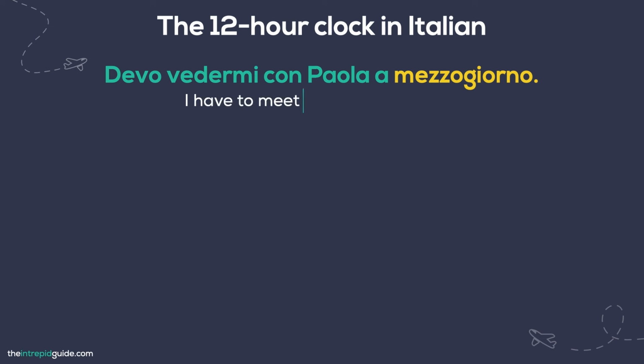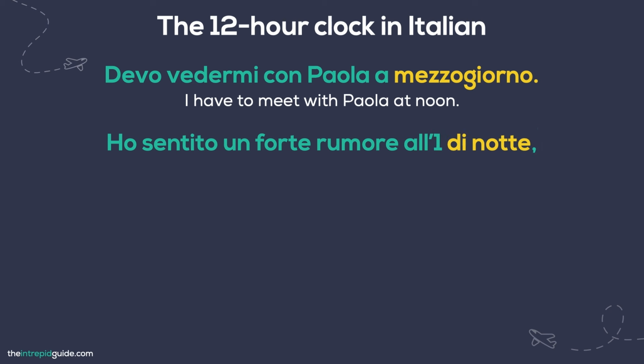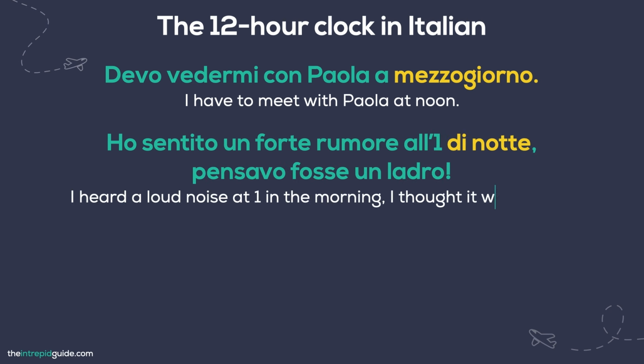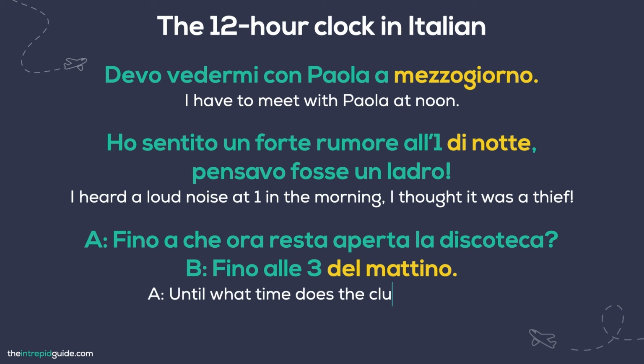Take a look at these example sentences. Devo vedermi con Paola a mezzogiorno. I have to meet with Paola at noon. Ho sentito un forte rumore all'1 di notte. Pensavo fosse un ladro. I heard a loud noise at 1 in the morning. I thought it was a thief. Fino a che ora resta aperta la discoteca? Fino alle 3 del mattino. Until what time does the club stay open? Until 3 in the morning.